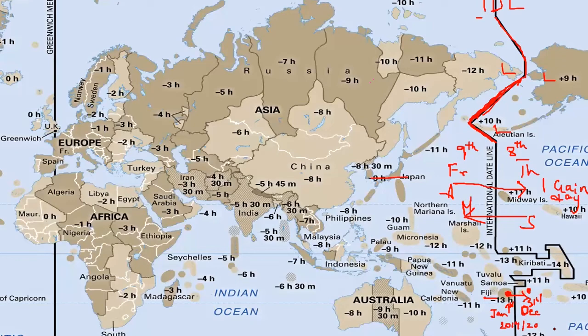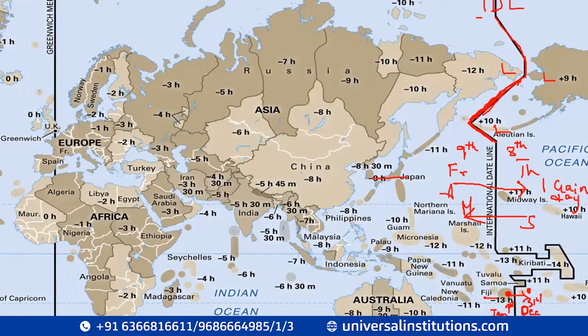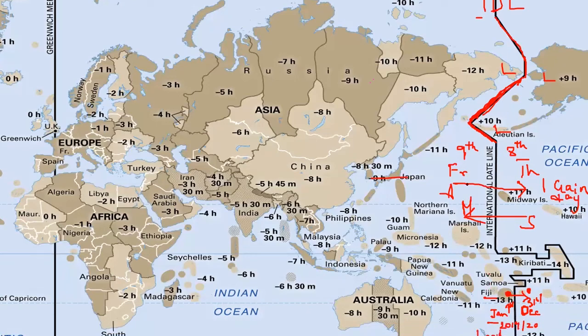Again, I'll give you another example. Let's say you are here on the December 31st side. I will forcefully send you to this side. What happens? When you come this side, they will say it is January 1st. That means you have lost a day. Correct? If you move from the Asian side to the American side, you'll gain. If you move from the American side to the Asian side, you'll lose a day.